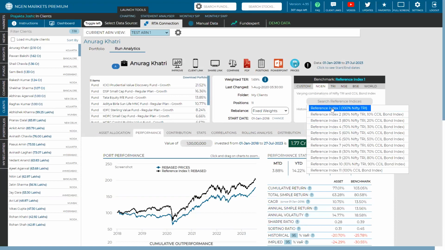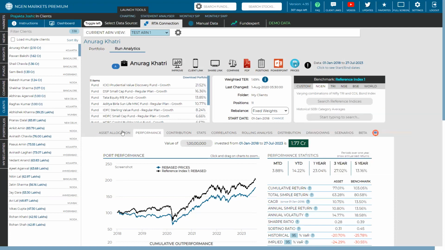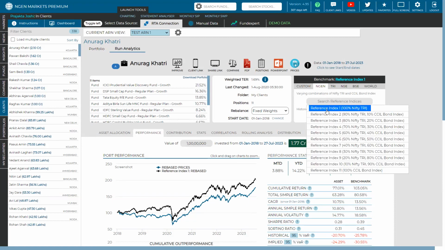Okay, reference index 1 is 100% Nifty TRI. Because it's an equity oriented portfolio only, as you can see here, it has benchmarked it directly against reference index 1 automatically, which is 100% Nifty 50 TRI. You can change it, of course, but auto benchmarking will happen.